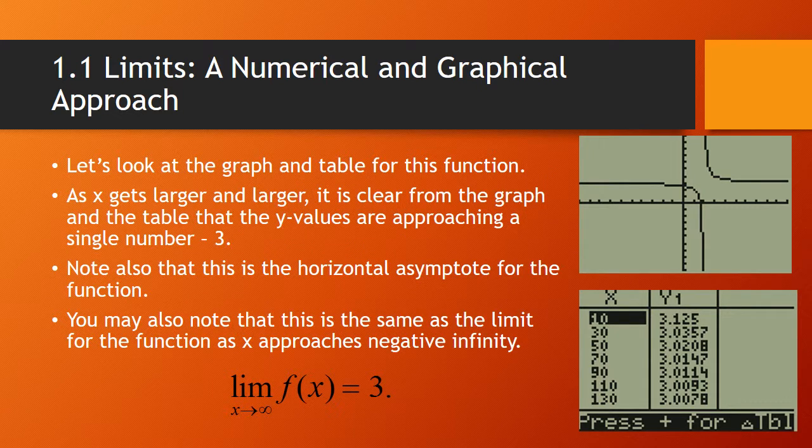All right, looking at the graph, as x gets larger and larger and larger, it's clear from the graph and the table that the y values are approaching a single number, and that number is 3. Now note that this is the horizontal asymptote for that function. If you think back to what we learned in algebra and college algebra, how you find horizontal asymptotes, 3 is the horizontal asymptote. So you may also notice that this is the same as the limit for the function as x approaches -infinity. Now that may not always be the case, but it is here.